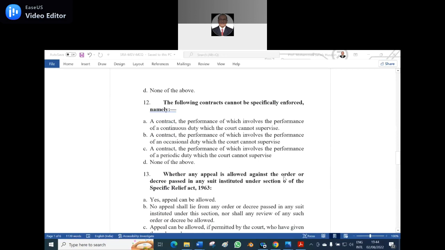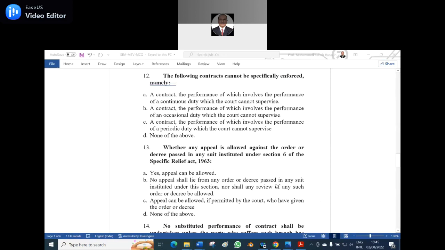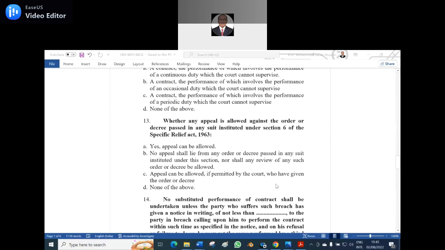The following contracts cannot be specifically enforced. Option A, a contract, the performance of which involves the performance of a continuous duty, which the court cannot supervise. Option B, a contract, the performance of which involves the performance of an occasional duty. Option D, none of the above. Option A is the correct answer.